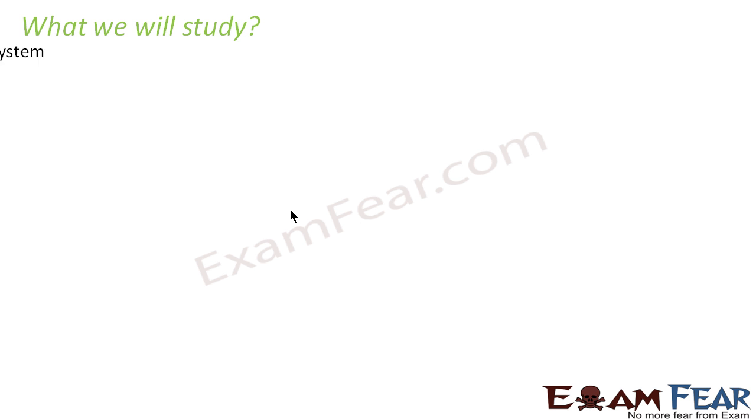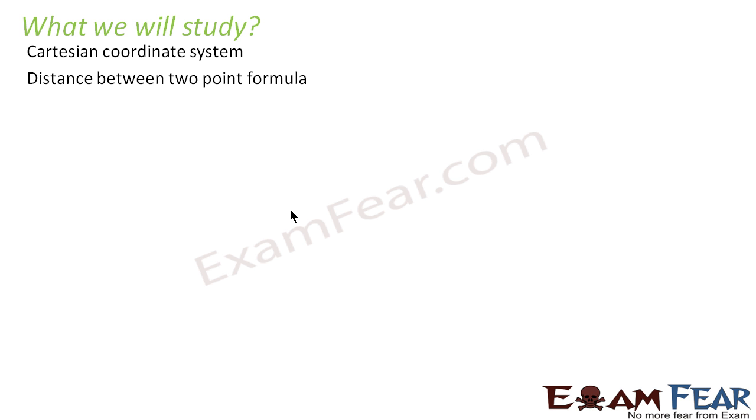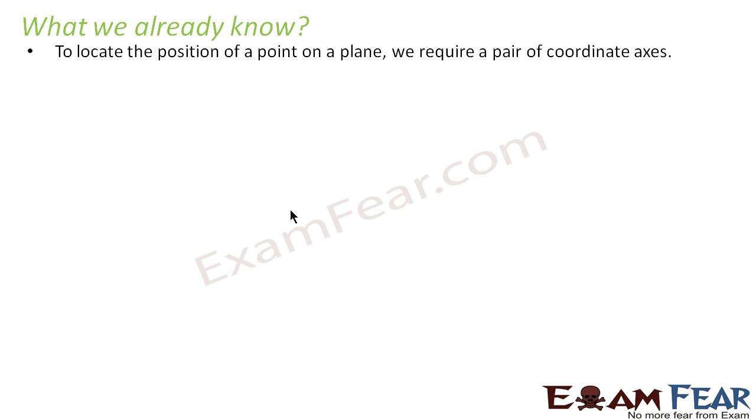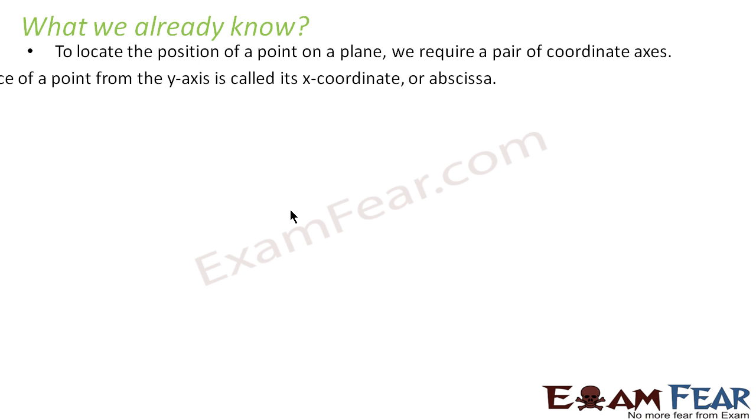What we will study? We will study the coordinate system, Cartesian coordinate system, distance between two points formula, section formula and area of a triangle. Before we continue with our study, let's recall what we already know. We already know that to locate the position of a point in a plane, we require a pair of coordinate axes, that is x and y.